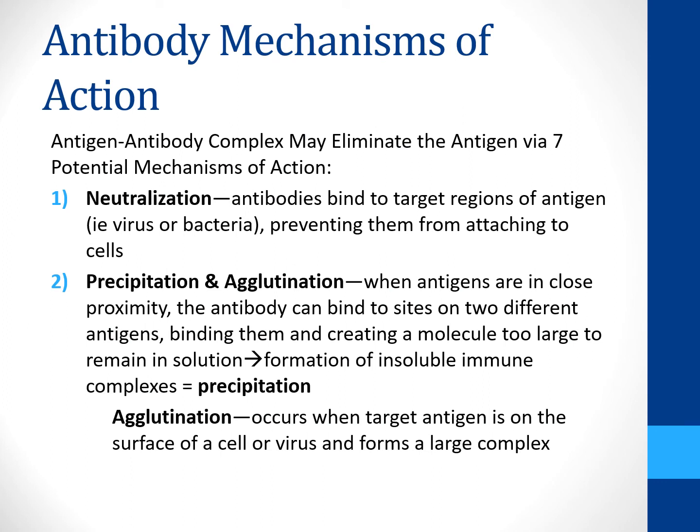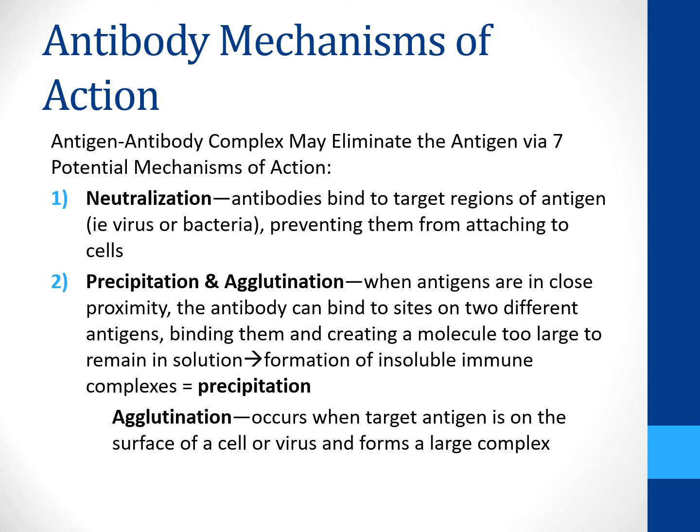There are 7 different ways that an antigen-antibody complex can eliminate an antigen. The first is through neutralization, where the antibodies bind to the target regions of the antigen, like the virus or the bacteria, and prevent them from attaching to cells. So then they would just get circulated out of the system because they're neutralized and they can't attach to your cells and cause infection. The second way is through precipitation and agglutination.